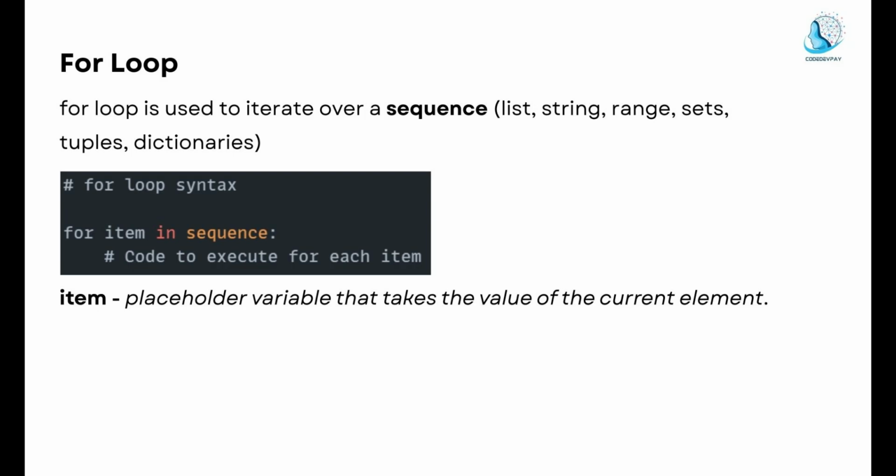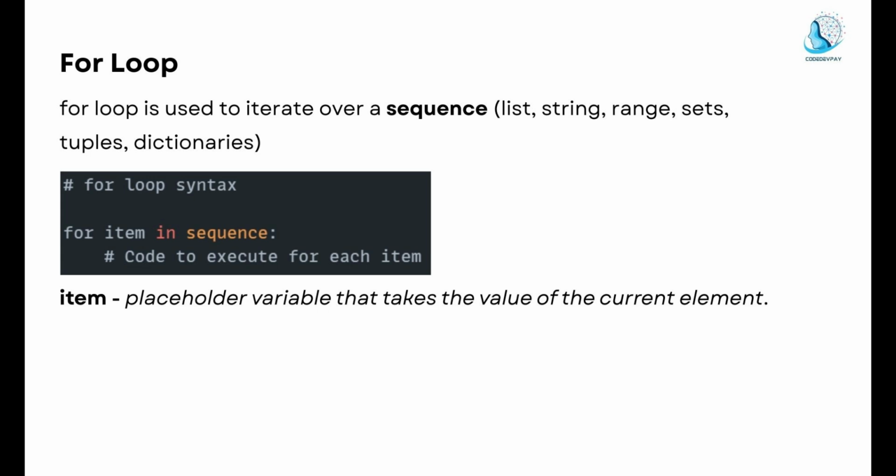The for loop is one of the widely used control structures in Python. For loops help us to iterate over sequences. For sequences, we have lists, we have strings, we have range, which is where we have a lower value and a higher value. We have sets, we have tuples, and we have dictionaries.